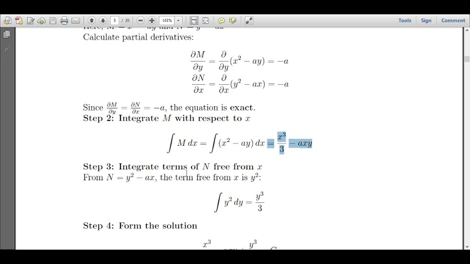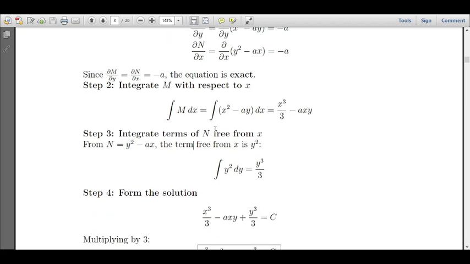Now integrate the terms of N free from x. So first we see what are the terms that do not contain x. The only term that does not contain x in N is the y square term. Now integrate with respect to y. So integration of y square is y cube by 3.